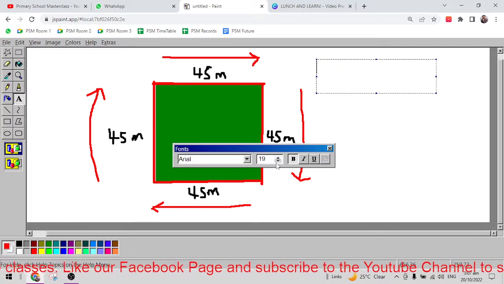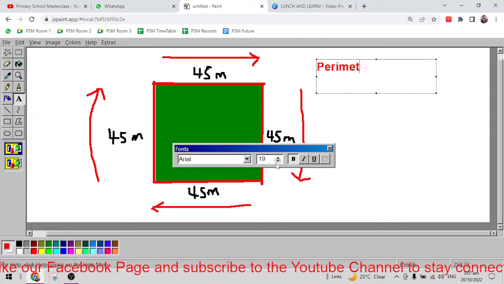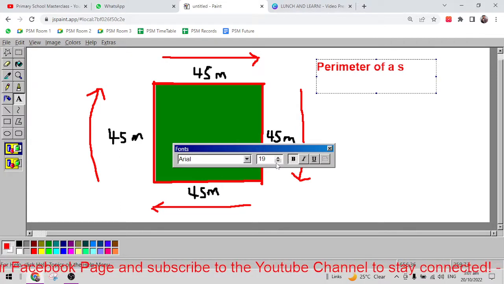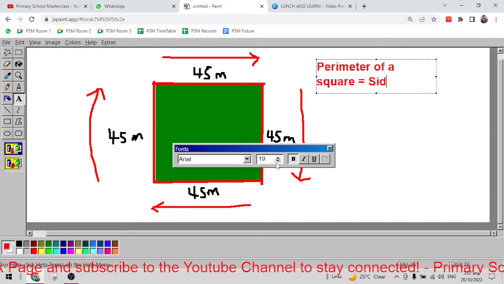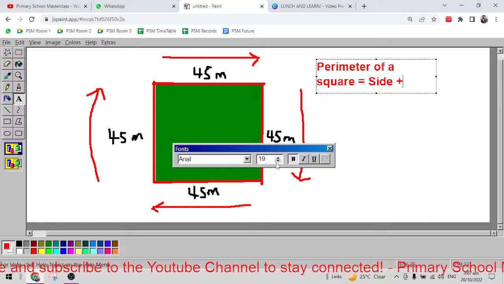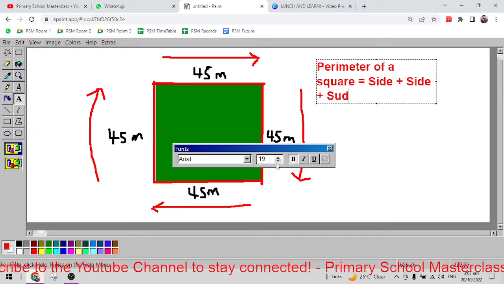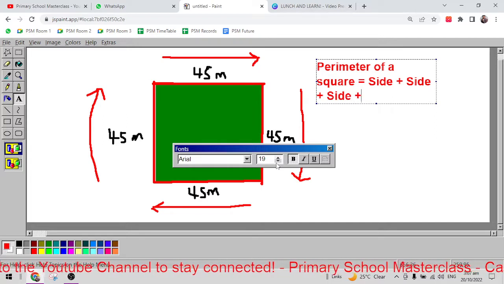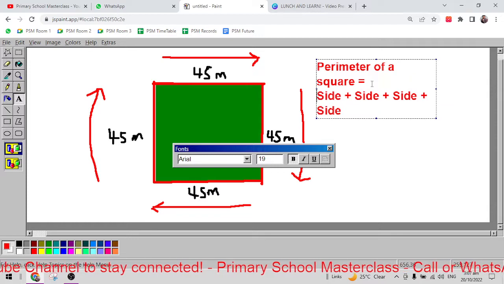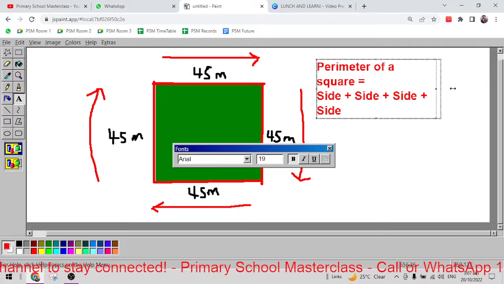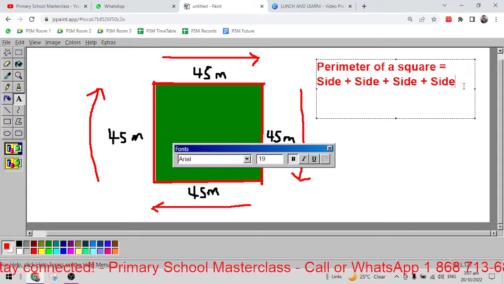Perimeter of a square: side plus side plus side plus side. Okay? And you should see side appearing 4 times because a square has 4 sides.